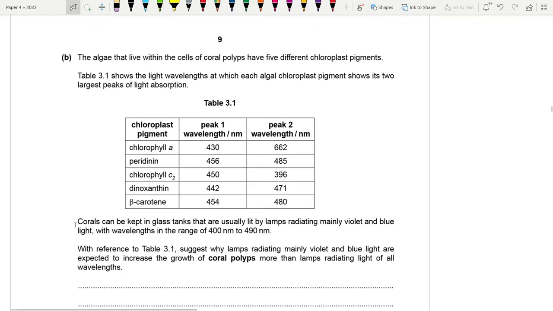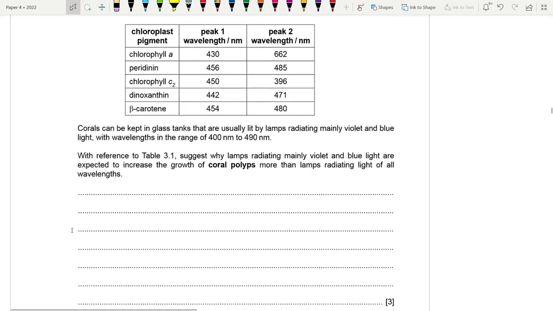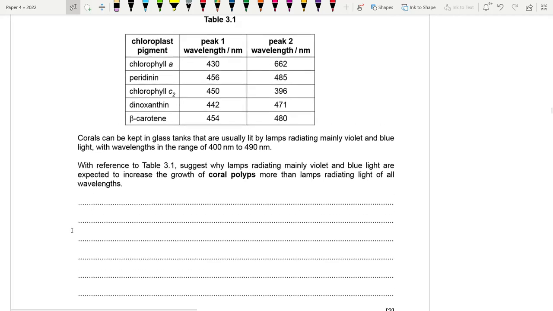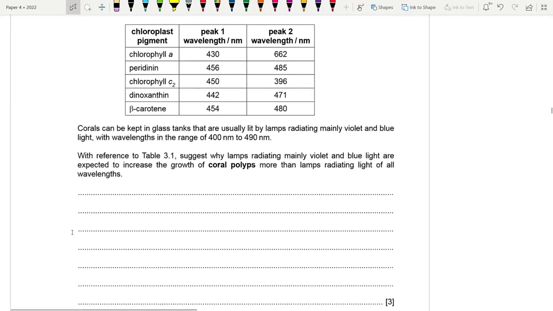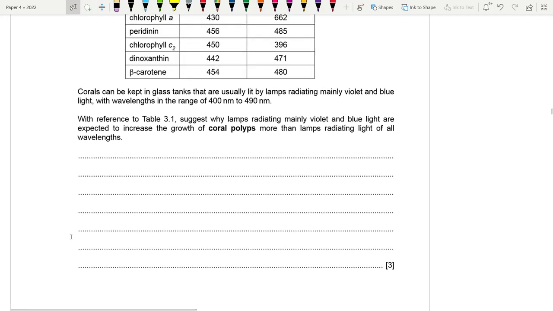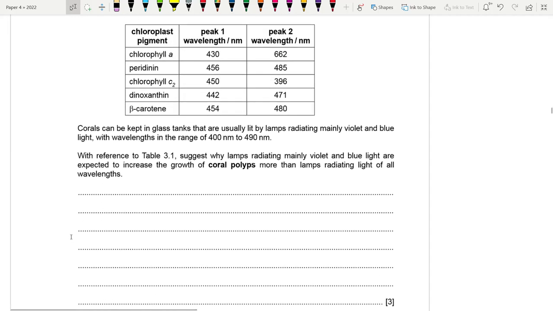Moving on to B, the algae that live within the cells of coral polyps have 5 different chloroplast pigments. Table 3.1 shows the light wavelengths at which each algal chloroplast pigment shows its 2 largest peaks of light absorption. So, corals can be kept in glass tanks that are usually lit by lamps radiating mainly violet and blue light with wavelengths in the range 400 to 490 nanometers. With reference to table 3.1, suggest why lamps radiating mainly violet and blue light are expected to increase the growth of coral polyps more than lamps radiating light of all wavelengths.